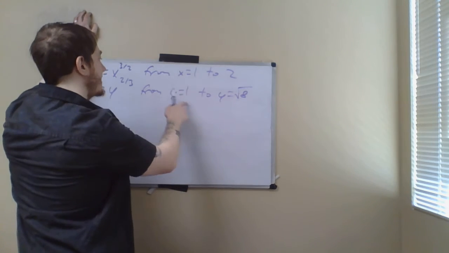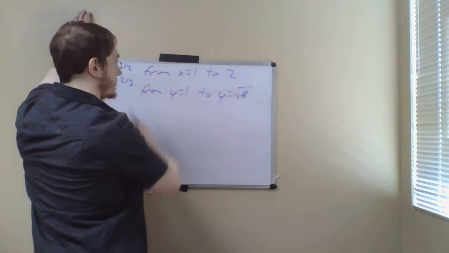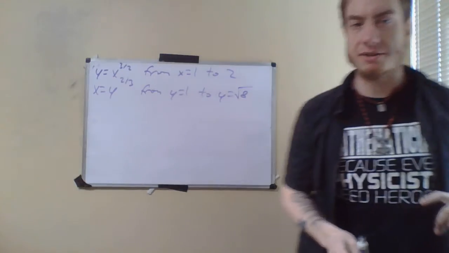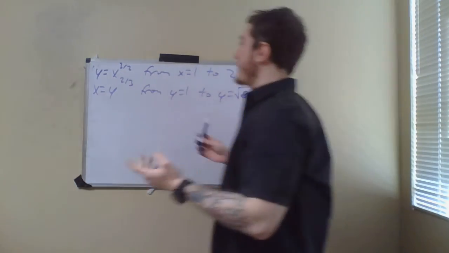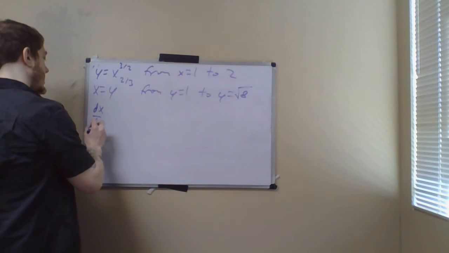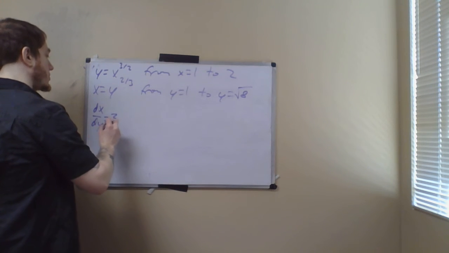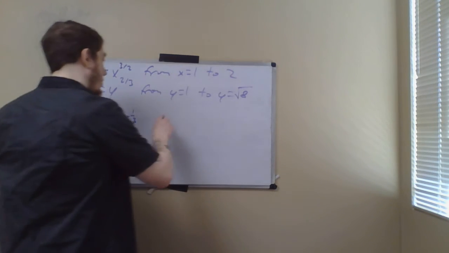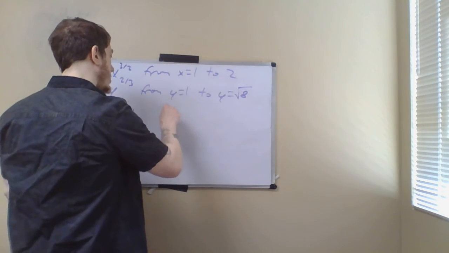So 1 to the 3/2 is 1, and 2 to the 3/2 is square root 8. Sorry, I don't know why my brain hiccuped there as I was trying to figure out the bounds for y. But there we go. Now, the problem here is that this is going to give me dx by dy is equal to 2 over 3 y to the minus 1/3.